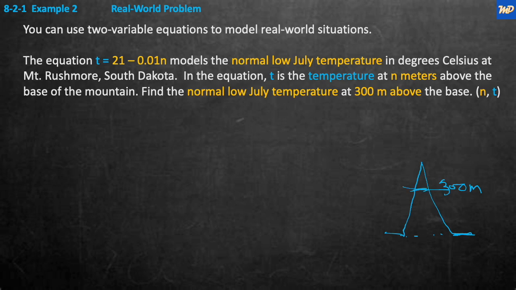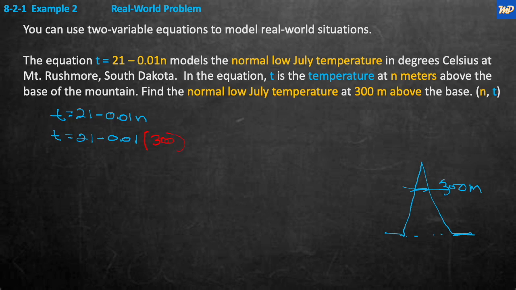Okay, so we're going to go back to the equation. T equals 21 minus 0.01 times N. And now we just substitute the numbers. Well, what numbers are we going to substitute? Really, we're only going to substitute for N, and we're going to find what T, the temperature, is. So we're going to have T is equal to 21 minus 0.01 times 300.